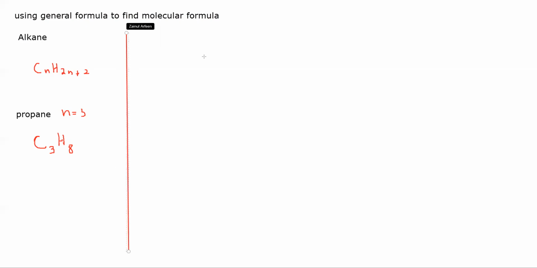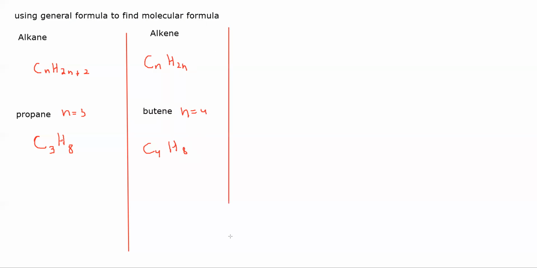If you want to find the formula for alkene, the general formula for alkene is CnH2n. The number of hydrogens is twice that of carbon. So if I say, what is the formula for butene? But means the value of n is equal to 4. So you substitute C4 and H, 4 multiplied by 2, that makes 8. So C4H8 is the molecular formula.